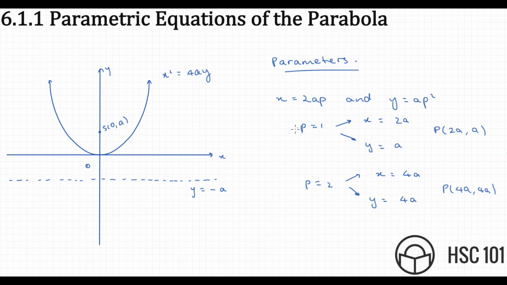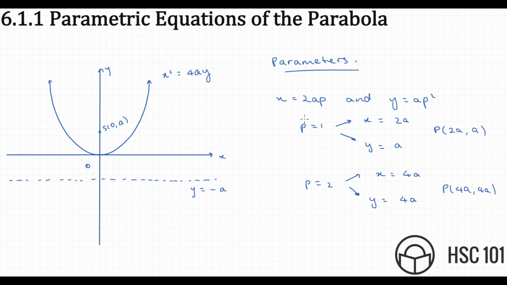But for now, we'll just take note that p is essentially a third variable that tells us what x and y are separately. Now, that being said, also take note that the parameter doesn't always have to be represented using the letter p. Sometimes we could use other letters such as q or t. So x equals 2at, y equals at squared is exactly the same as what we have over here, or we could have x equals 2aq, y equals aq squared, etc., etc.